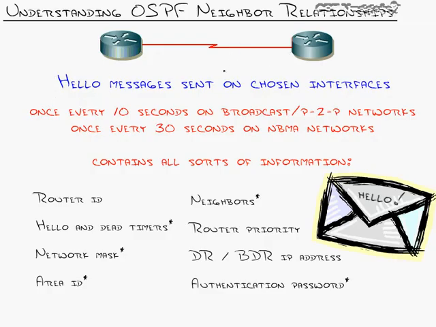In OSPF, these hello messages are sent once every 10 seconds on broadcast or point-to-point networks, and once every 30 seconds on non-broadcast multi-access networks. Those are things like frame relay, which we'll talk about later. The idea is that the more often you send hello messages, the sooner you will know if a neighbor is down, because they'll stop responding to your hellos, and the faster you can change over to a backup route.